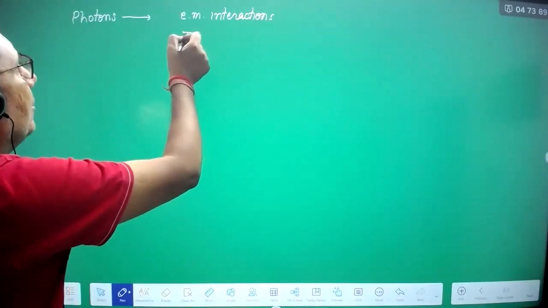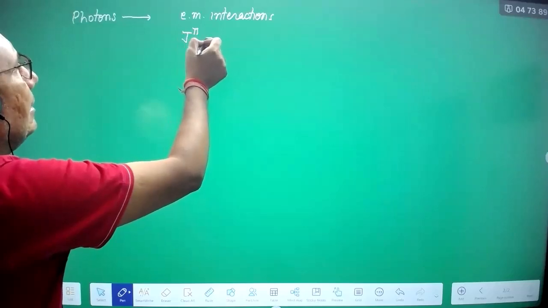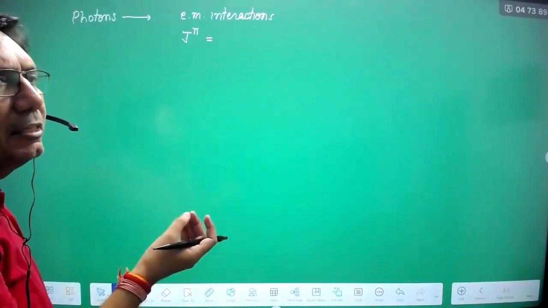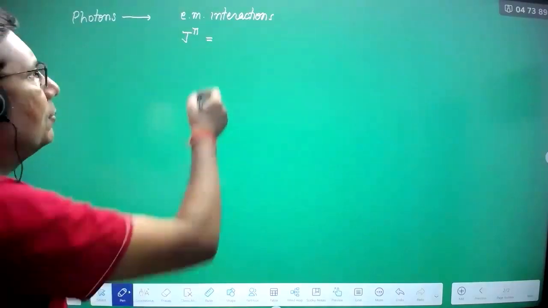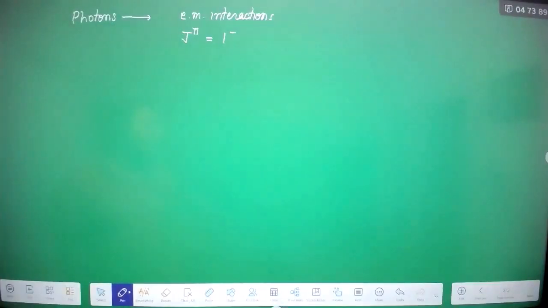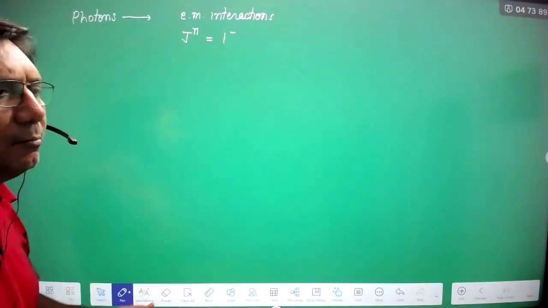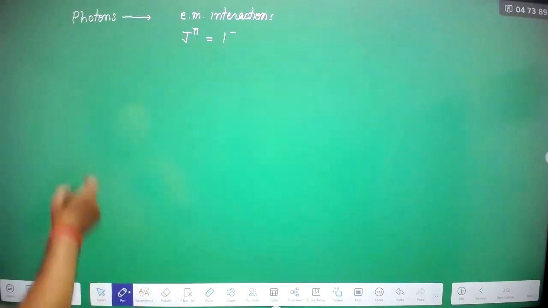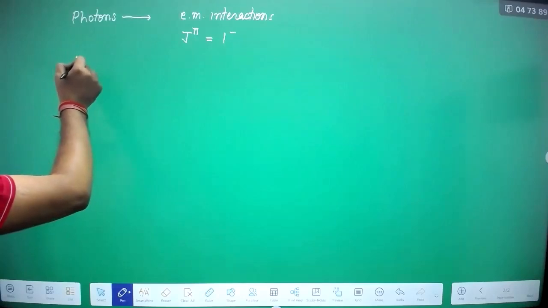Second, you have to remember what J pi is. J is the spin and pi is the parity. I'm talking about the intrinsic spin and intrinsic parity of the photon. That is 1 minus. So for the photon, I have discussed various features which you have to remember. Out of those, these 2 are the important features. Then I started discussing the second category, leptons.